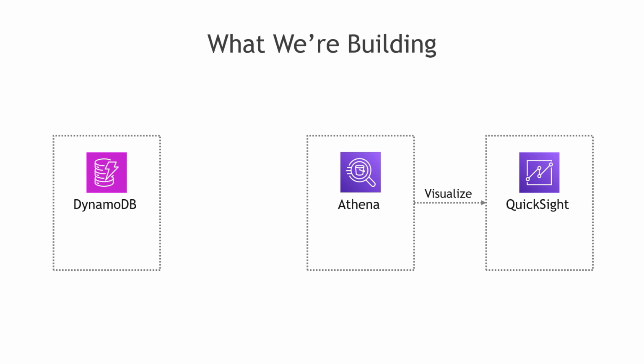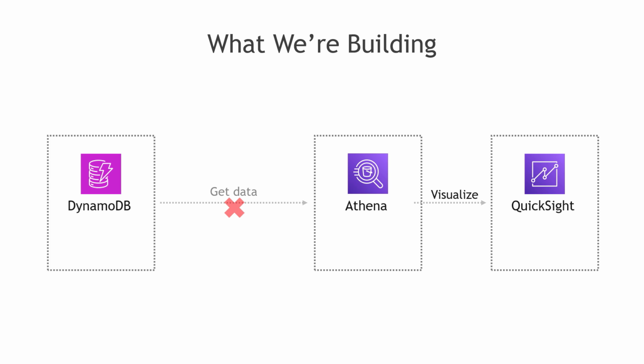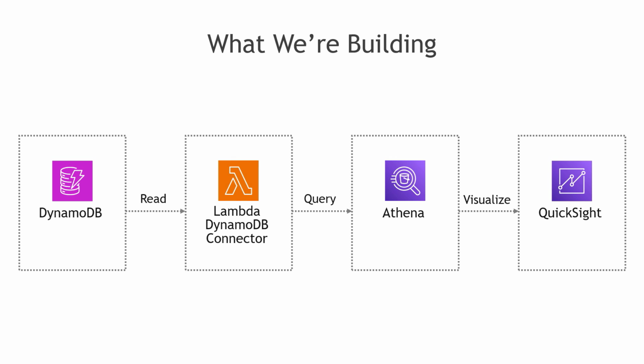So we are going to use Athena, but Athena cannot connect directly to DynamoDB. So we wouldn't be able to get the data right out of the table that way. Instead, what we need to do is use a connector between the two. And this is the Athena DynamoDB Connector, but it also involves Lambda. Now, luckily, you don't have to worry about that Lambda part at all.